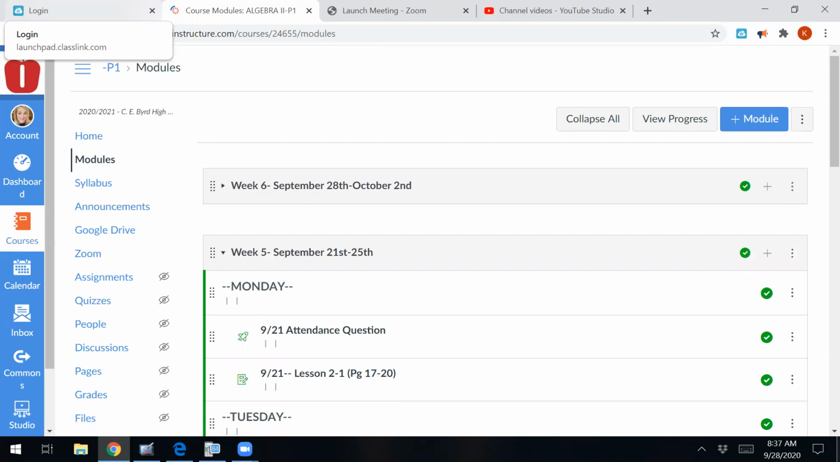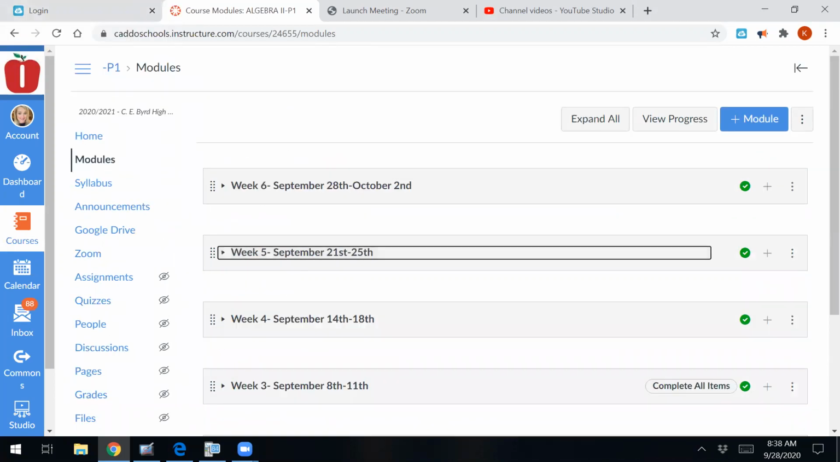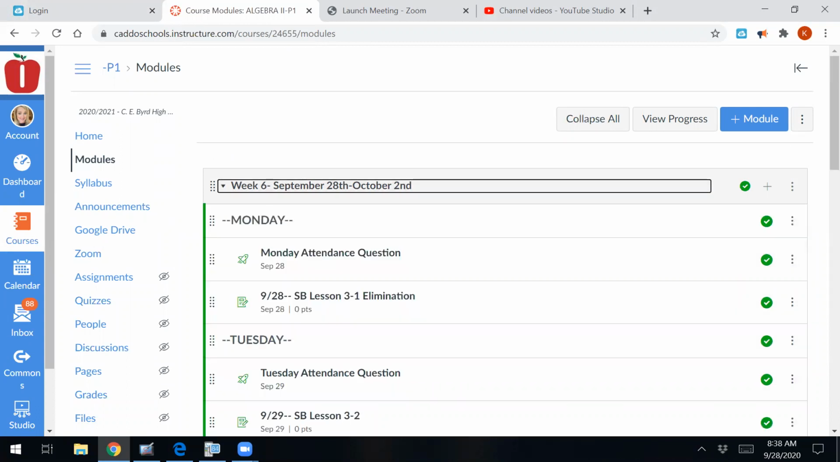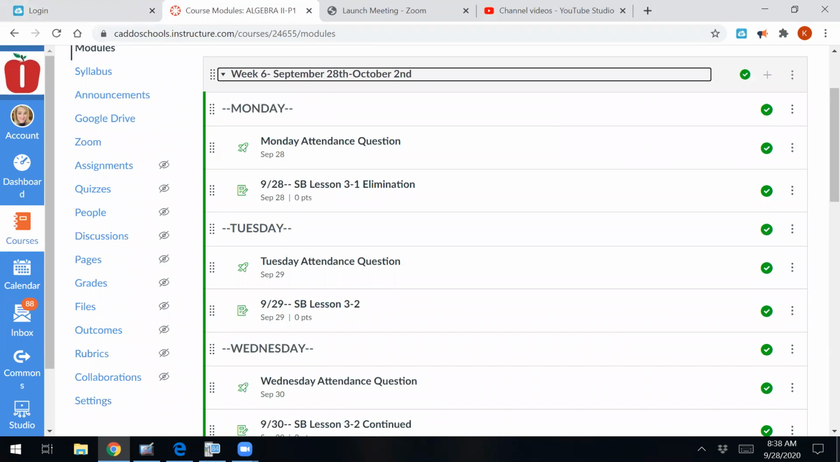And what I like to do is close the other weeks. So like week 5, we're done with, so I can close that one up. I don't have to be distracted by that. And then open up week 6. Okay, so I've got week 6 there. It's open. You've got your attendance question. And then you can see 9:28.